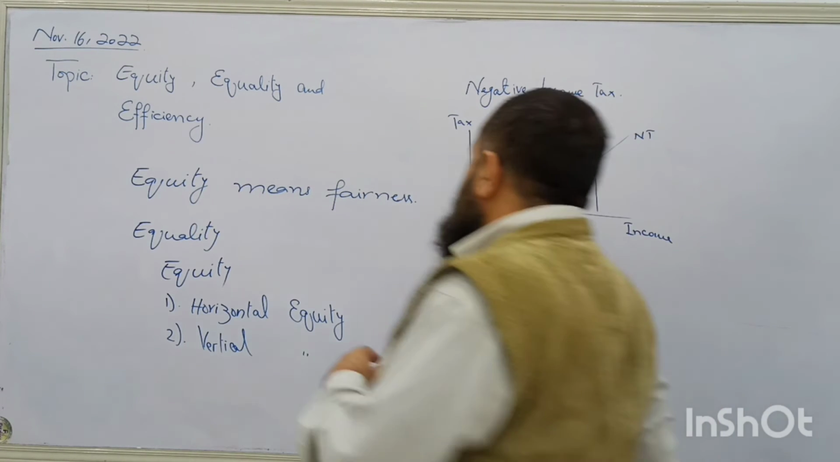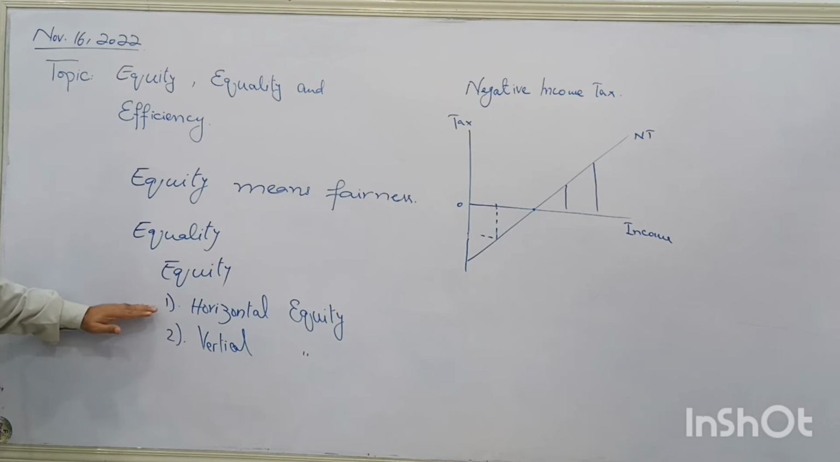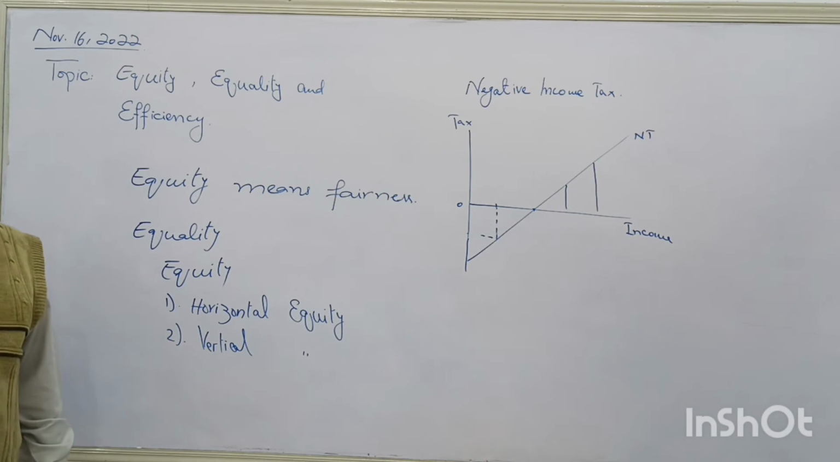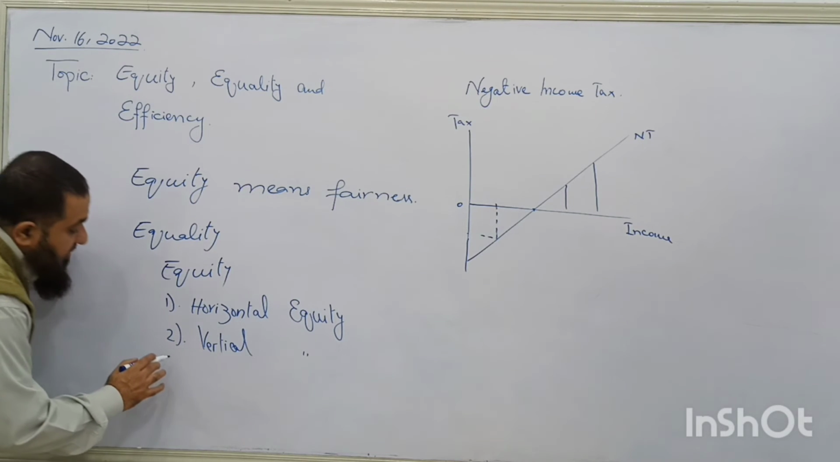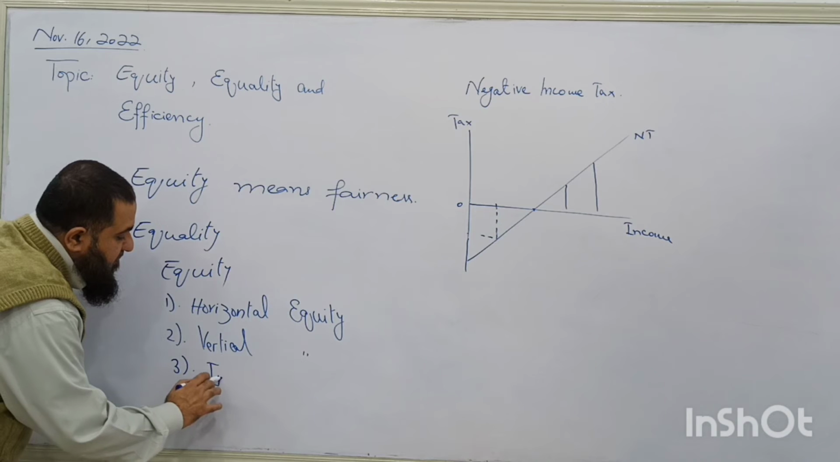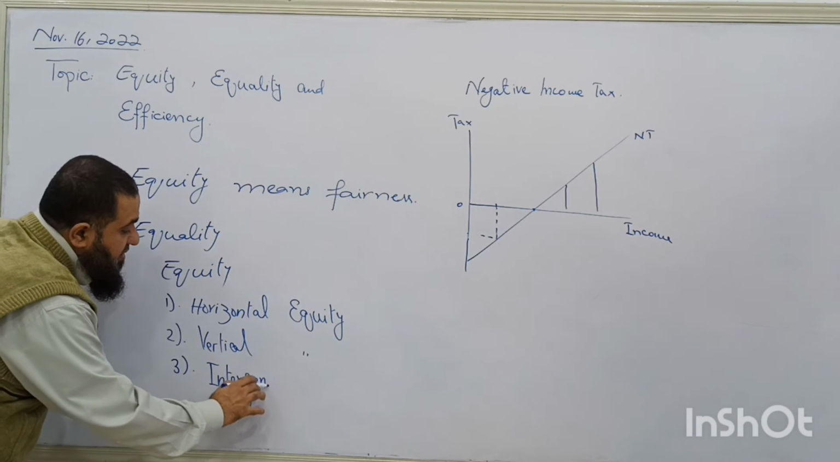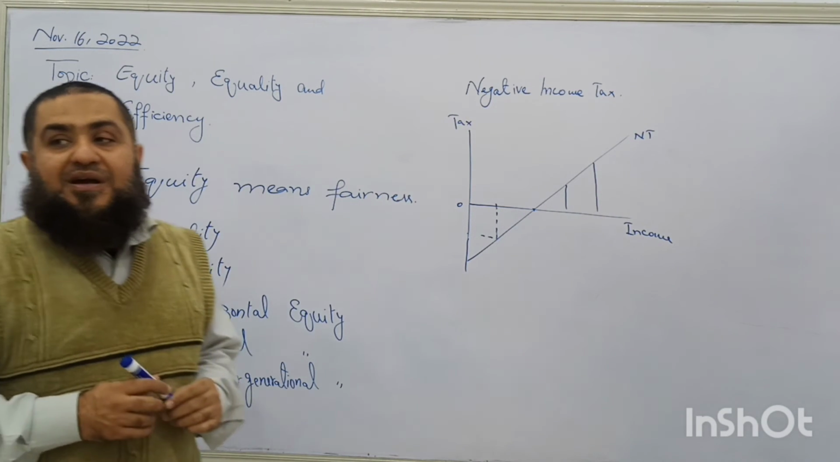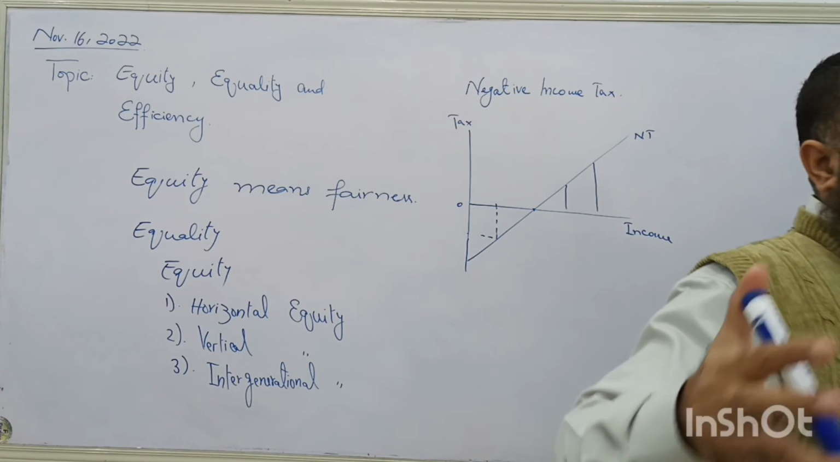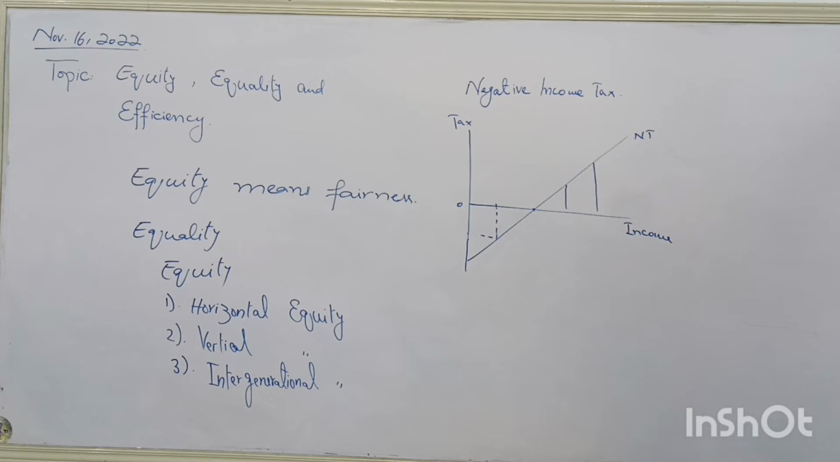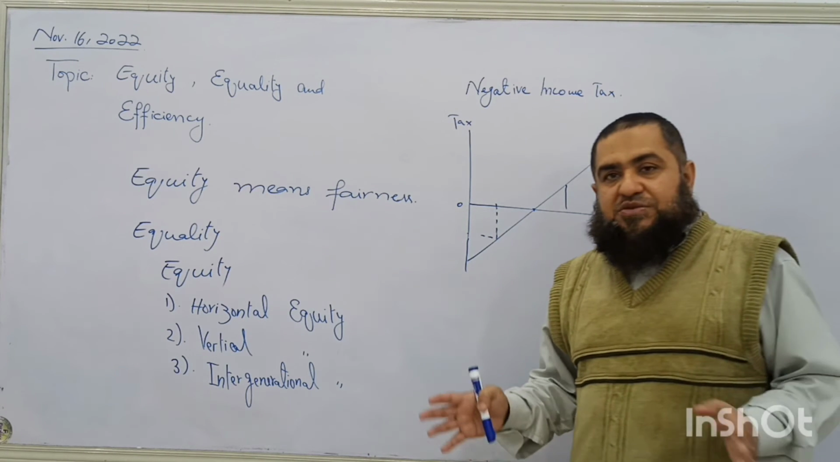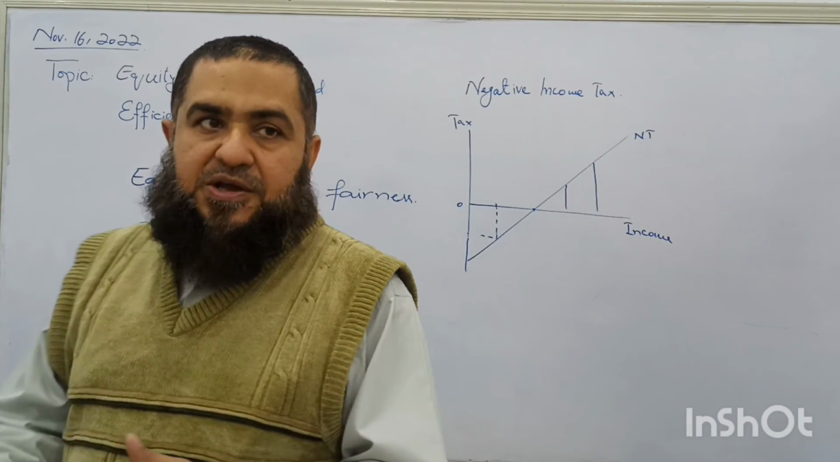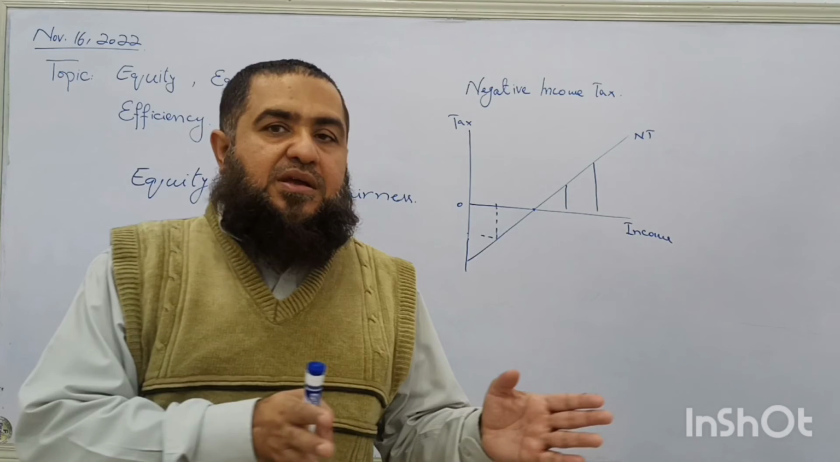Now another thing: we studied two types of equity, that is horizontal equity and vertical equity. Another type of equity is also there, that is called intergenerational equity. Intergenerational, what does it mean? Whatever the income level we are enjoying, this lifestyle, this mode of earning, should also be transferred to the upcoming generations. We should have fair distribution of income and wealth and the sources of income for the upcoming generation.